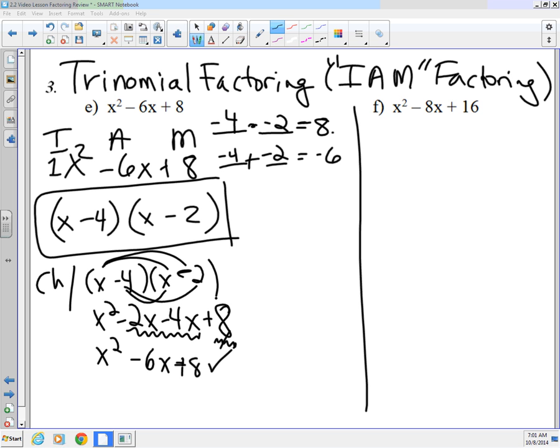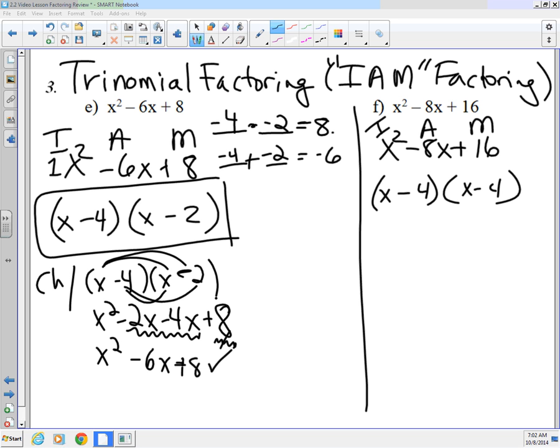Similarly, we have x squared minus 8x plus 16. So, again, we're looking for 2 numbers that add up to negative 8 and multiply to positive 16. Those numbers are going to be minus 4 and minus 4. And we can even write this as x minus 4 squared if you wanted to. Either way is acceptable. Either answer is good.